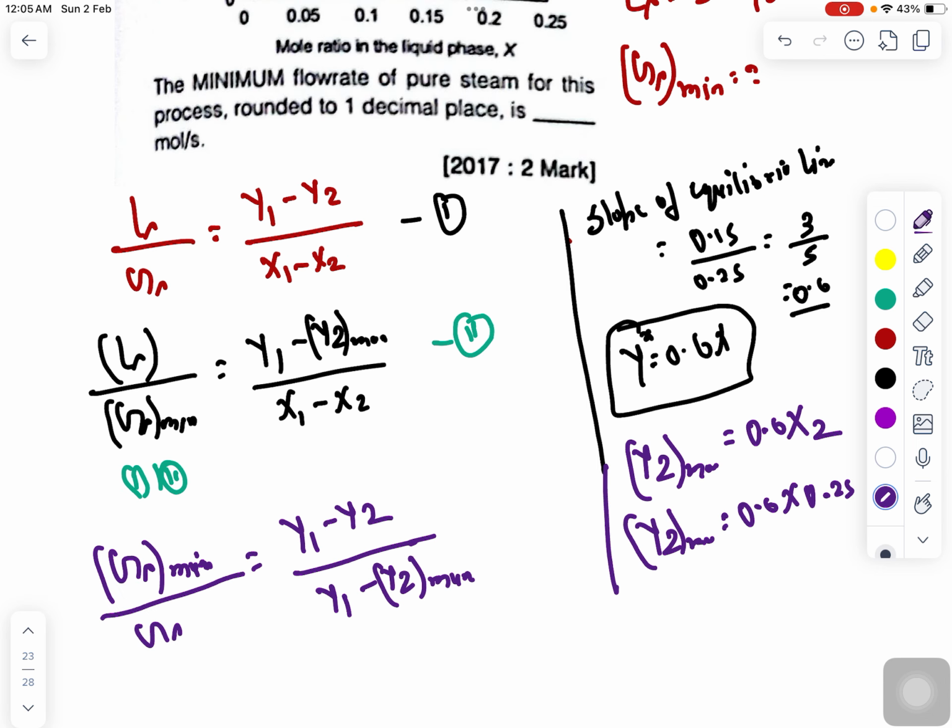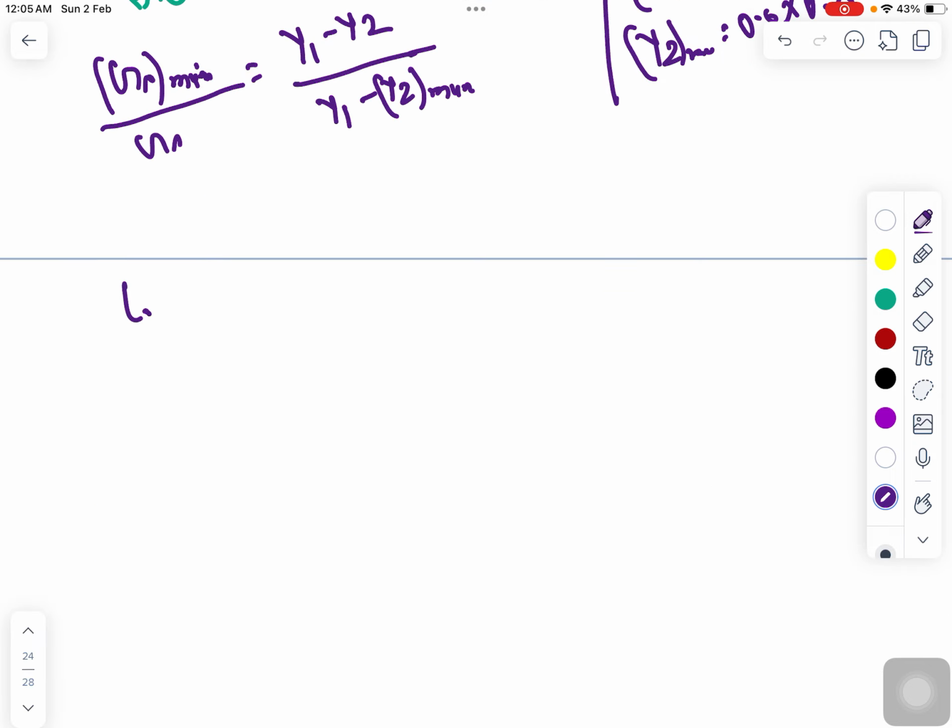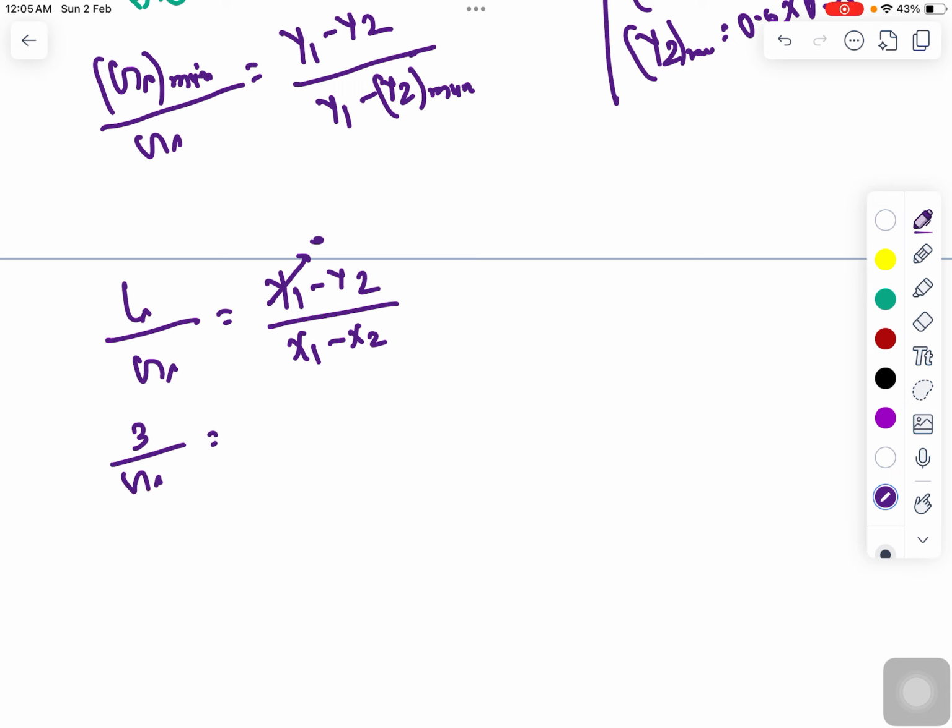So if I make y1 0, from here you can calculate Gs. If I write Ls divided by Gs, that will be equal to y1 minus y2 divided by x1 minus x2. So y1 will be equal to 0. Ls is 3. We can calculate Gs from here, that is equal to minus y2 divided by x1 minus x2. And what is y2?